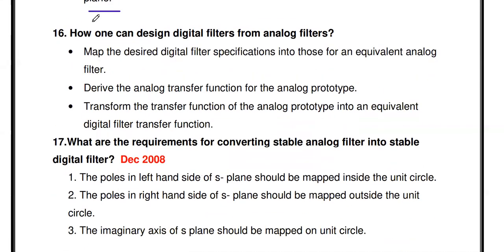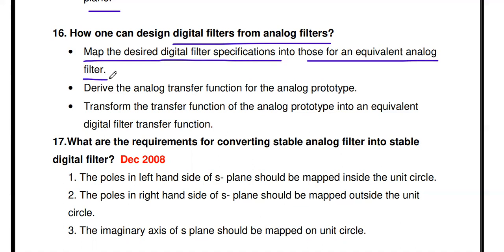Then the next question: how can one design a digital filter from an analog filter? How can you convert the analog filter into a digital filter? Already you know this. The first step is to map the desired digital filter specification into the equivalent analog filter specification. Then we have to derive the analog prototype, either Butterworth approximation or Chebyshev approximation, and using that, find the analog transfer function H(S).